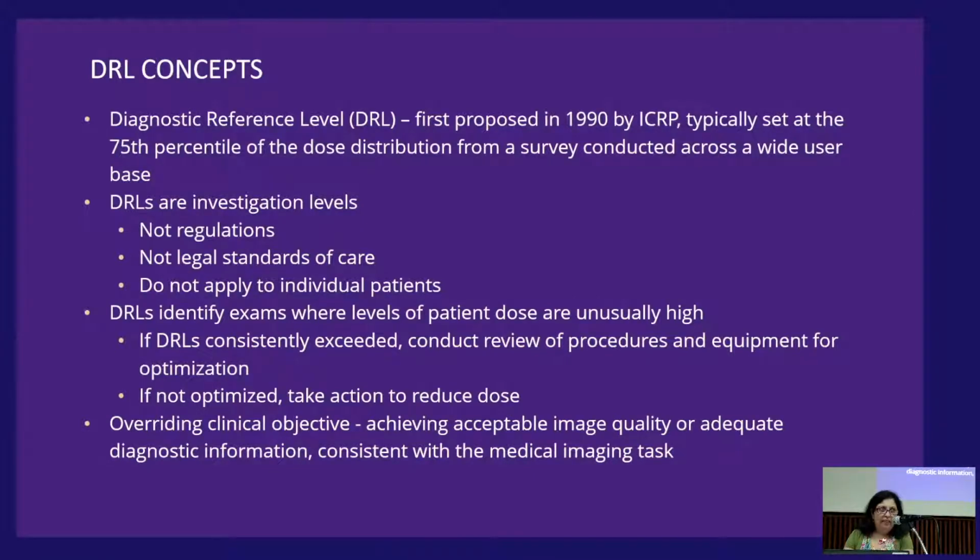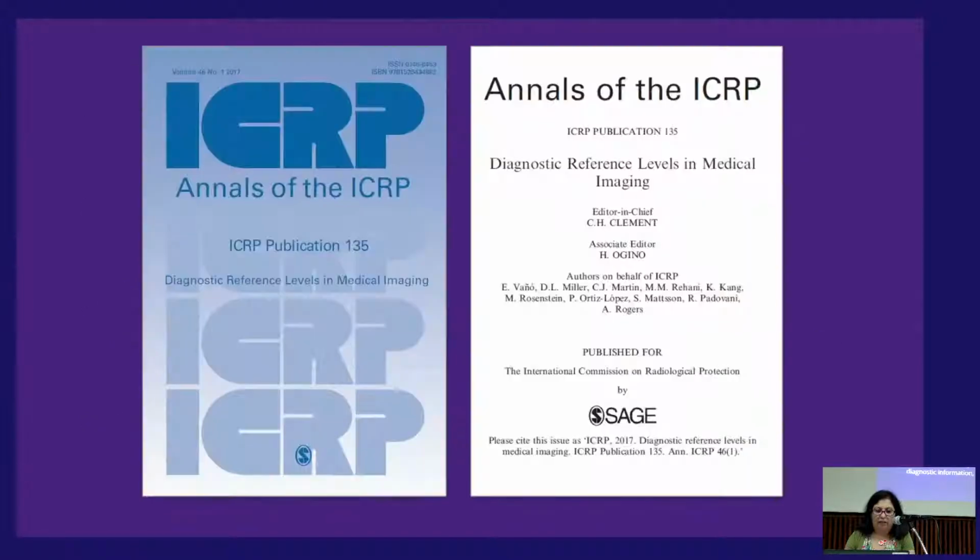But the overriding clinical objective of DRLs is to achieve acceptable image quality or adequate diagnostic information consistent with the medical imaging task. So as Napapong said earlier, if they reduced the doses all across, then you could not get the image quality you want. So it has to be consistent. You cannot look at dose as a silo. You have to look at the corresponding image quality to be able to determine if your DRL is set correctly.